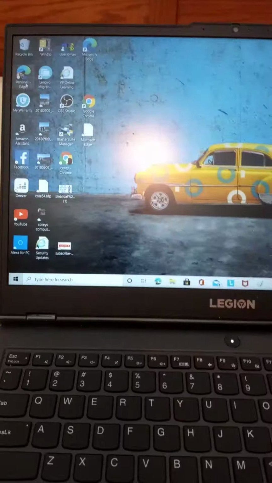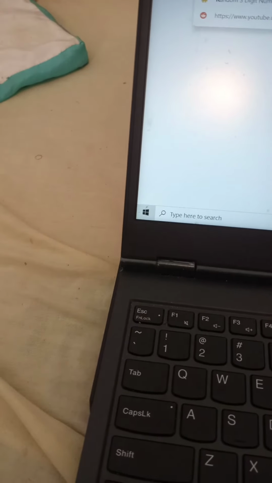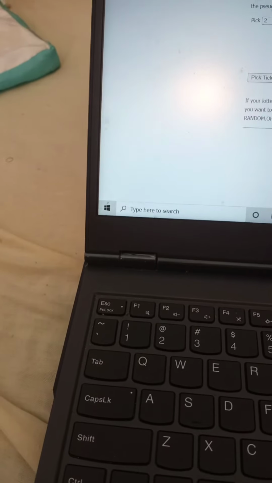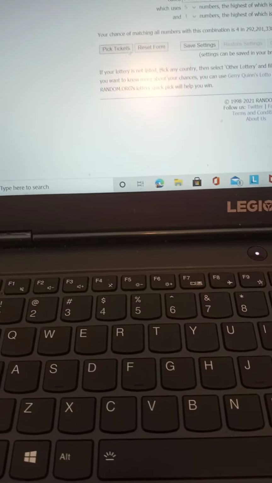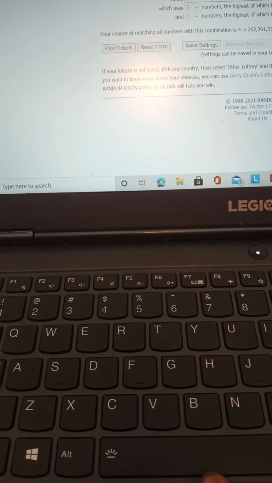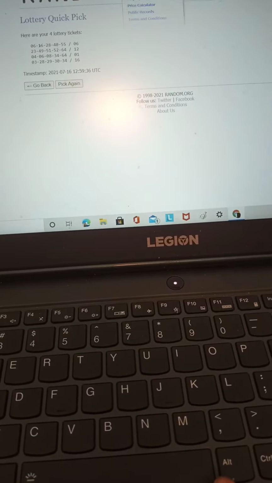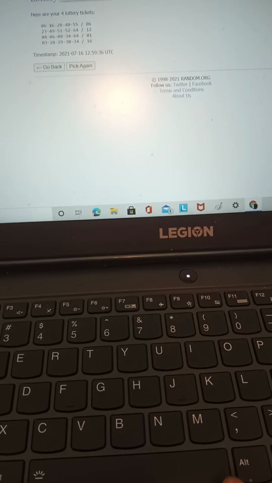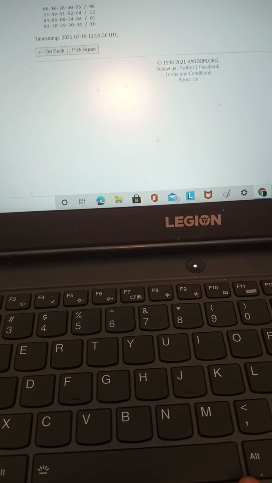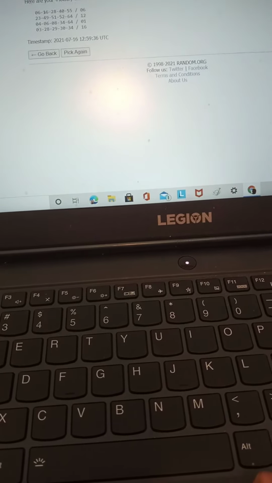Let's get out of here for a minute. Let's go to a lottery generator. Random generator, sorry about that. We'll go right here, random.org, and see how they got this generated. Pick three, pick four numbers, pick a ticket. I don't know why they got it like this today. They screwing me up again with this stuff. Where's the lottery stuff? Let's search.